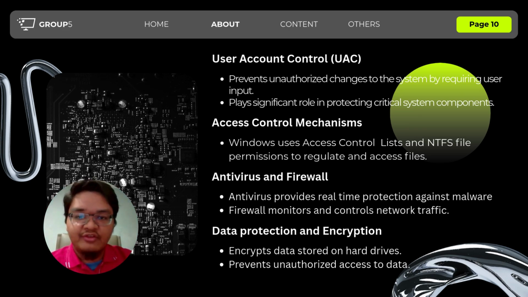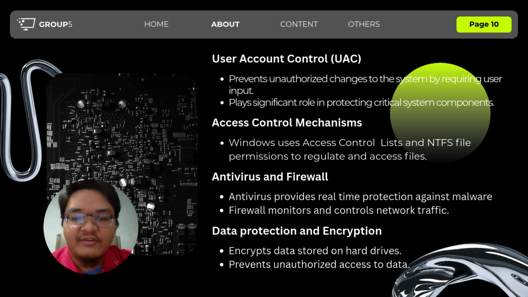Subsequently, access control mechanisms are also crucial in securing the Windows operating system. Windows uses access control lists, or ACLs, and NTFS file permissions to regulate access to files. Proper configuration ensures only authorized users and processes can access sensitive data. Additionally, applying the principle of least privilege, where users and applications are granted only the minimum permissions required to perform their tasks, further reduces the potential damage caused by compromised accounts.